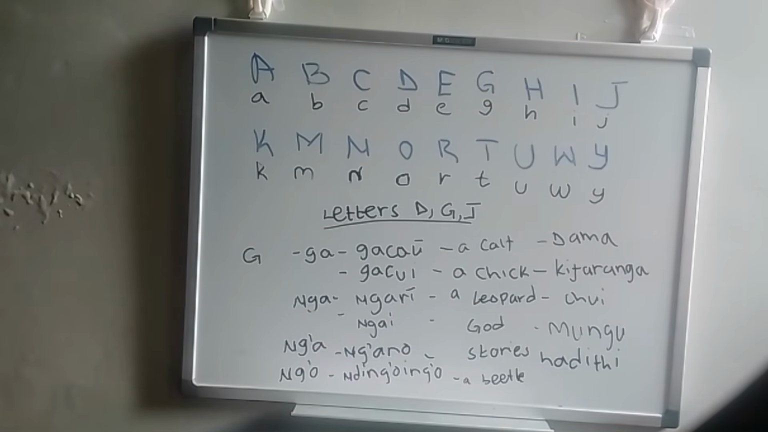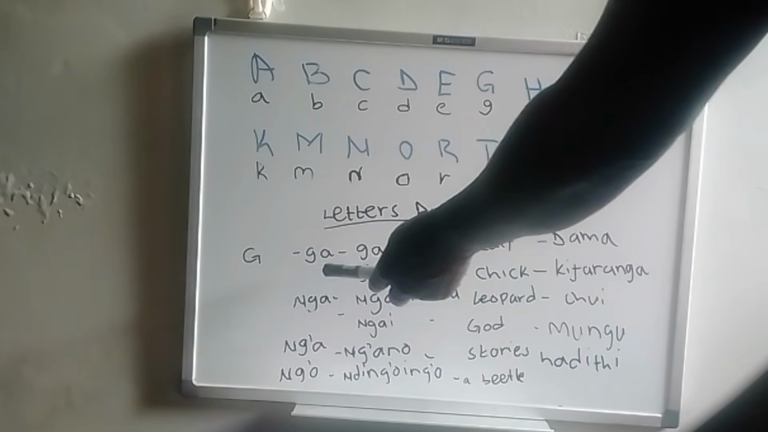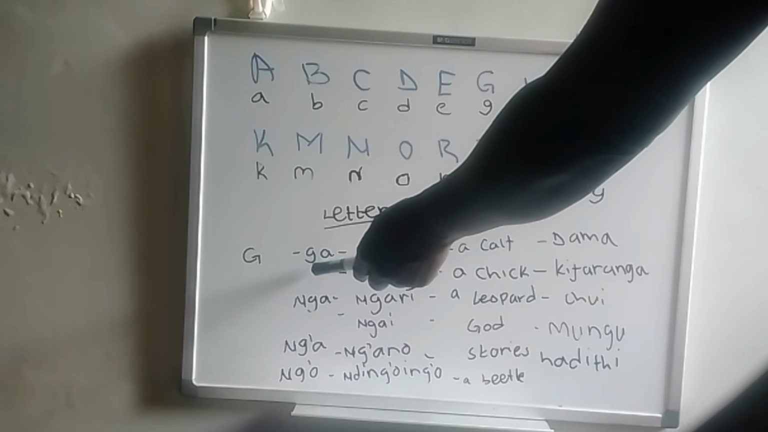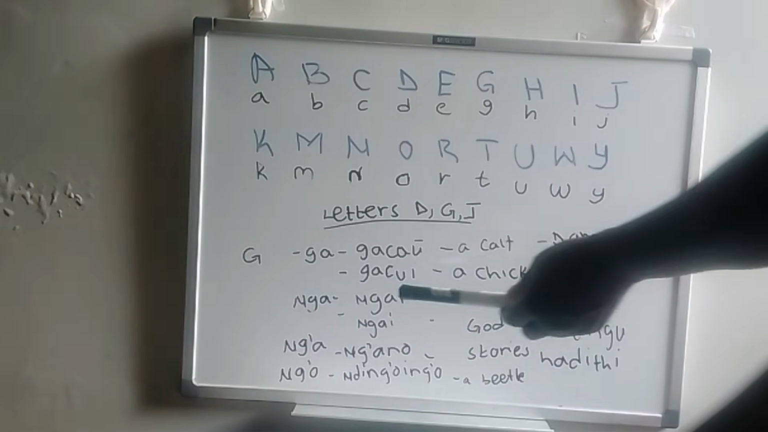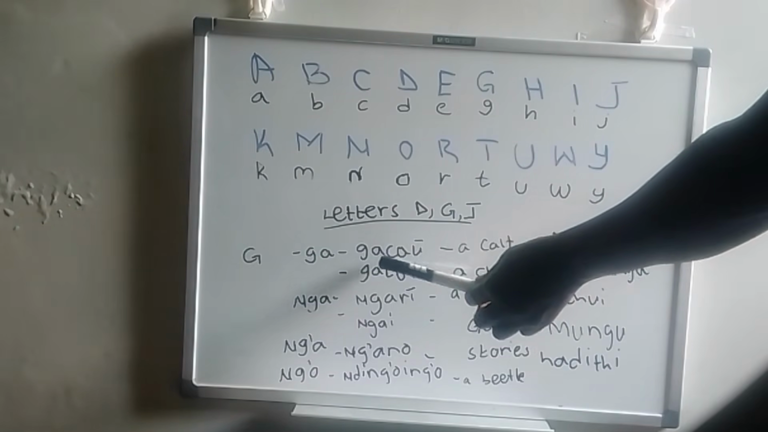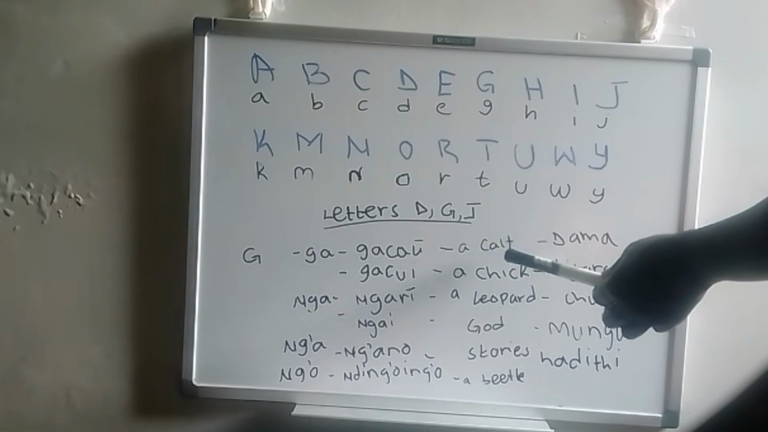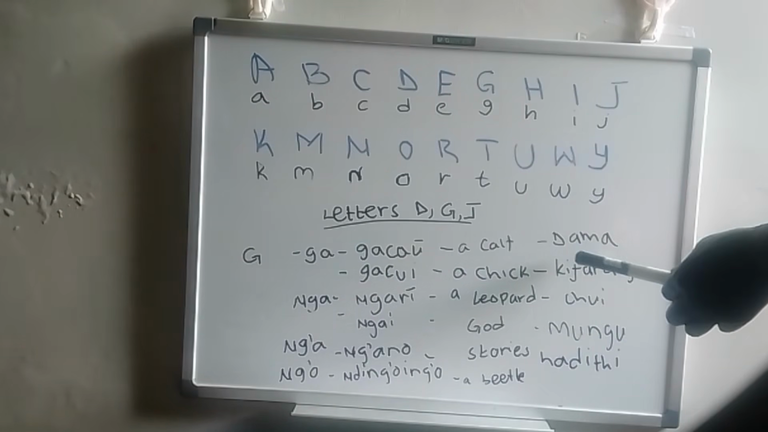Letter G, unaweza itumia bila N. You can use it without N. For example, G-A, ga. Gashau. That is a calf. Na kwa Kiswahili ni dama.